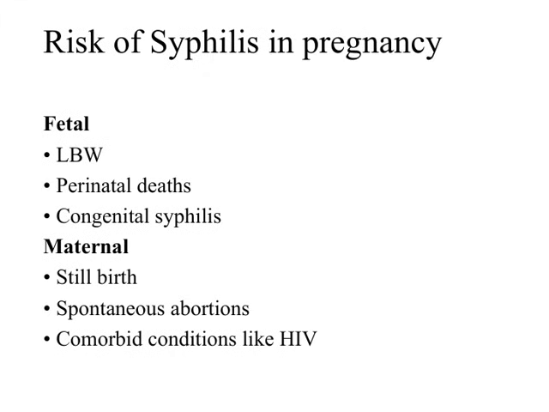On the maternal side, syphilis can increase the risk of stillbirth, which is heartbreaking, and spontaneous abortions, where the pregnancy ends on its own early on. Additionally, it's important to remember that syphilis can complicate other conditions, such as HIV, making management more complex. Connecting this to our overall theme, these risks underscore the importance of early detection and treatment of syphilis during pregnancy. Addressing it promptly can significantly reduce these adverse outcomes and protect both mother and child.